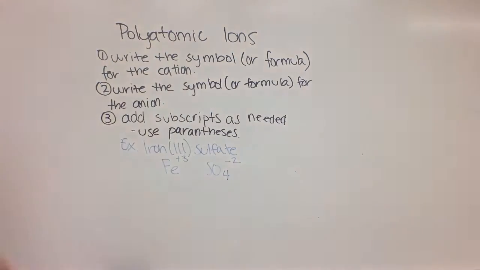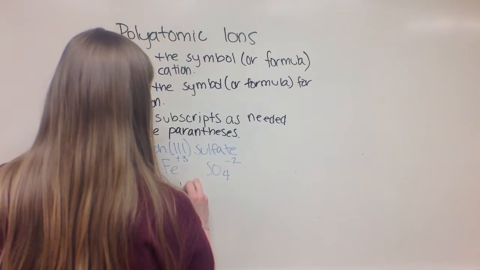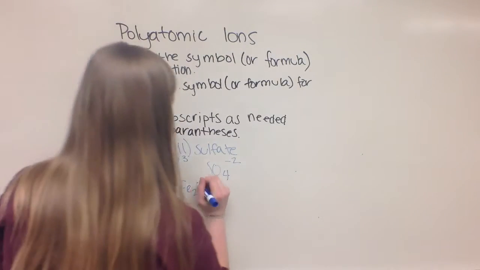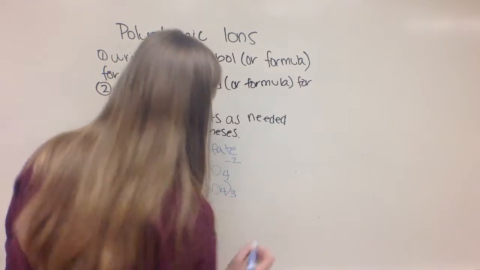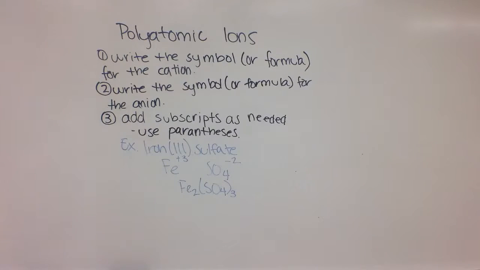Now we do the same thing that we did with the binary ionic compounds, and we just crisscross once again. So we get Fe2 and use parentheses, so we get SO4 taken 3 times, since we get the 3 from the charge up here.